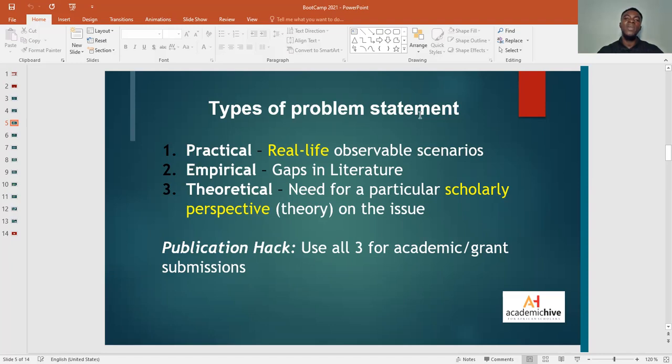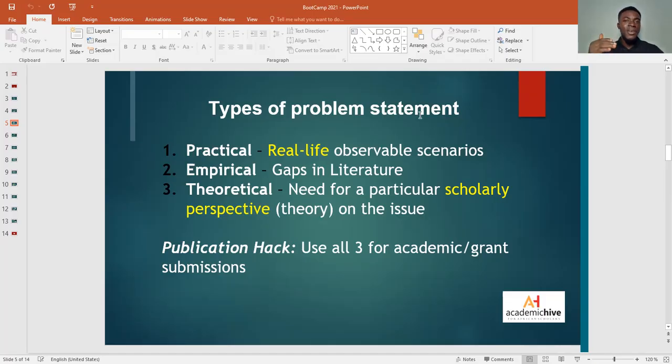The next one is the theoretical problem. Just as people have done studies on your subject, people have also applied theories to conduct those studies. So the theoretical problem allows you to check what people have done. What theories have they used to address those studies? What theories have they not used? So that you can now use the gaps identified to form a rationale for conducting your study.